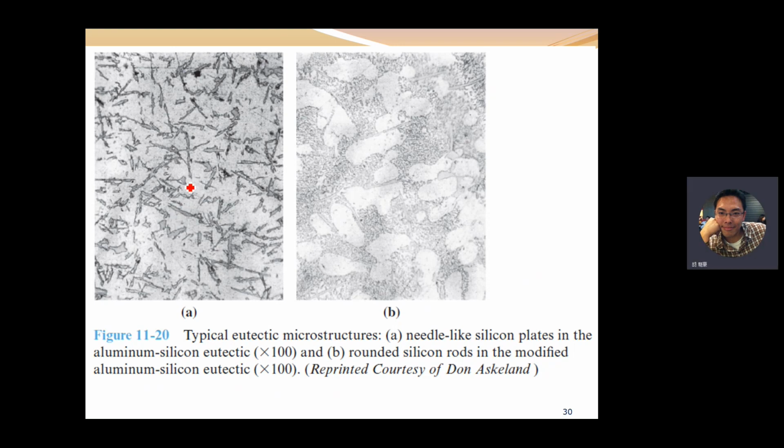So this is the needle, this is the needle, and this is the needle. This is the silicon, and this is the aluminum silicon alloy. And figure B shows the rounded silicon rods. This is silicon, in the modified aluminum silicon eutectic.